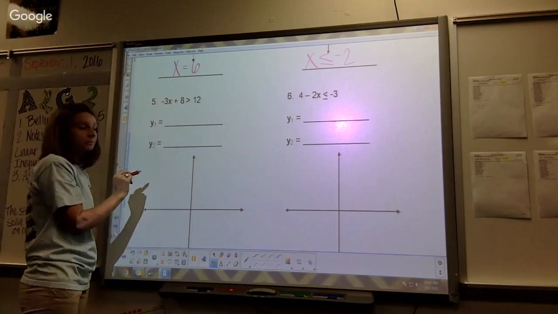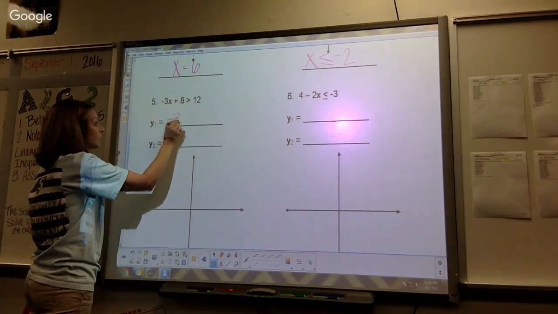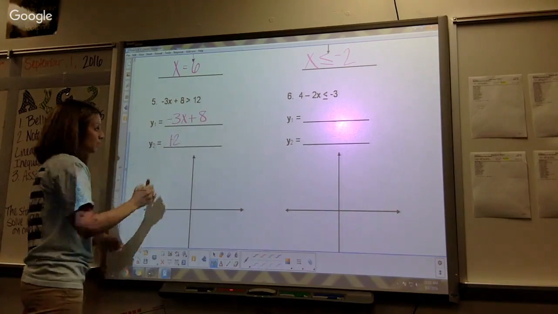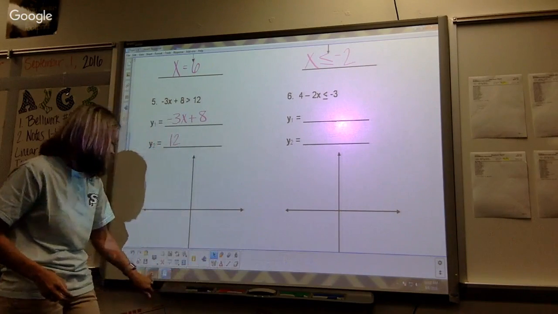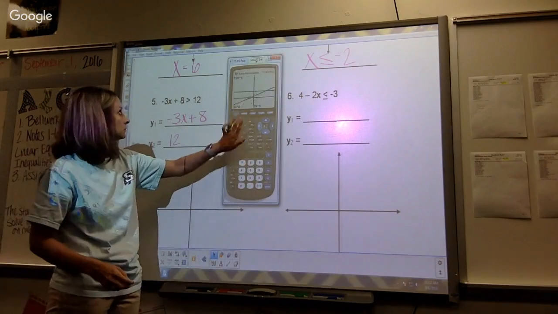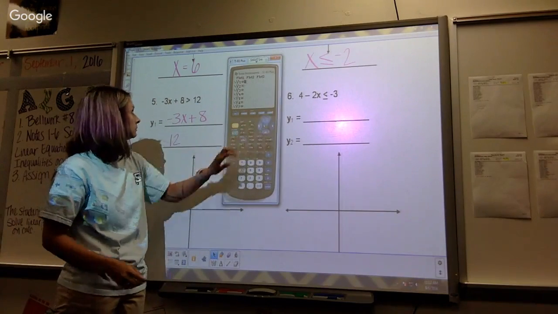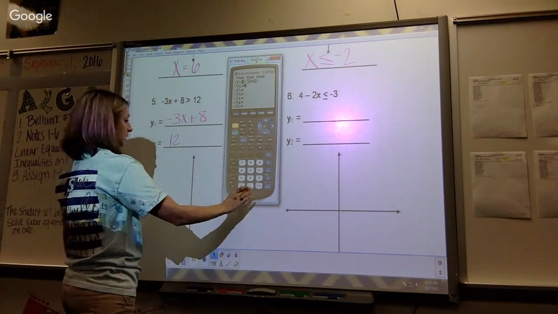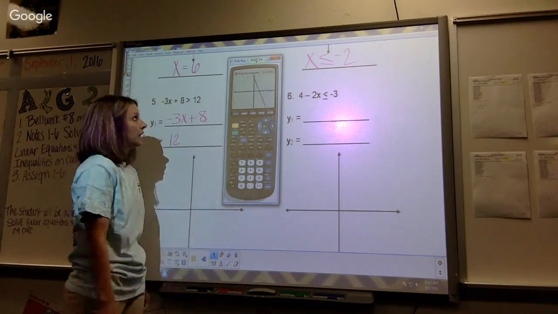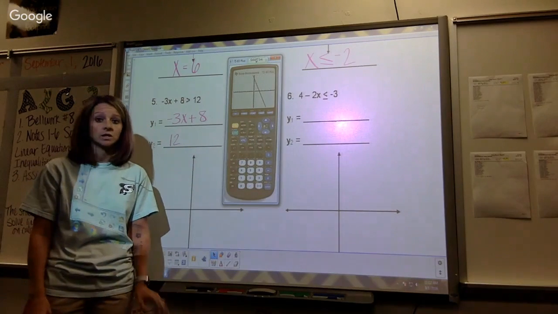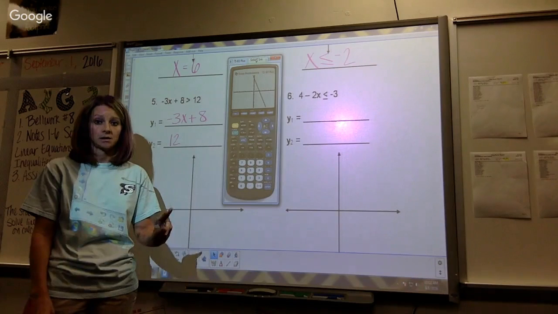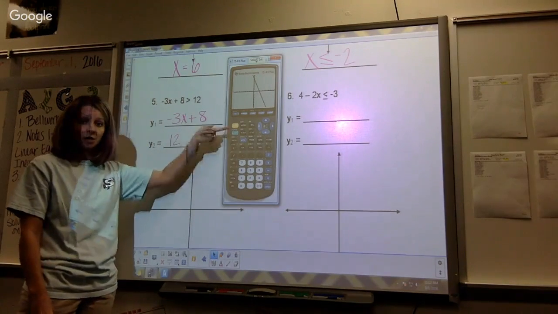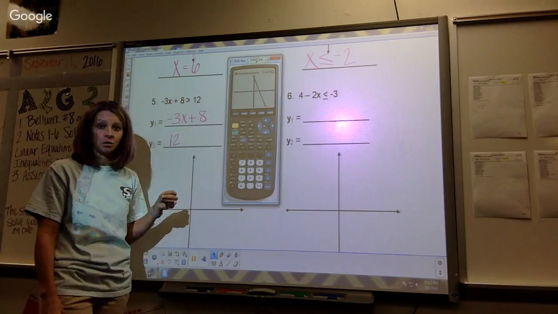So the inequality: the left side is y1, negative 3x plus 8, and then y2 would be 12. So we have negative 3x plus 8 and 12. Now notice we only see one line. We should see 2, since we're graphing 2 different things. If you notice in y2, y is going to equal 12. On a standard viewing window, y max is 10, so we're going to have to adjust that.